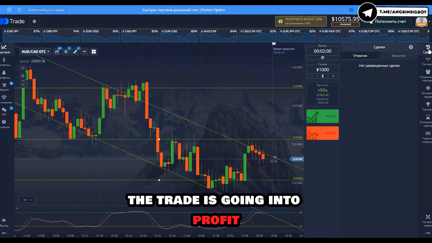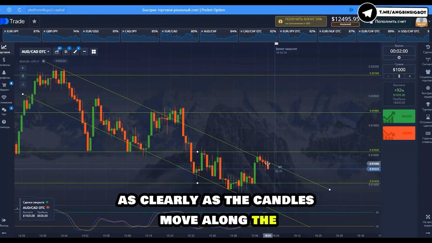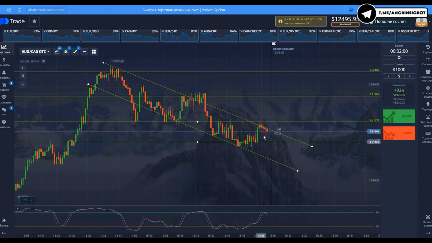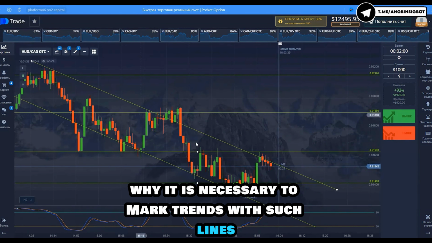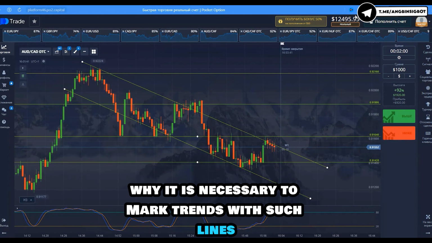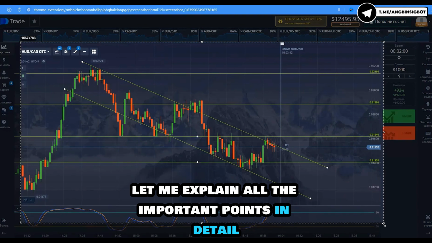The trade is going into profit, as clearly as the candles move along the line of highs of this trend. So here is the answer for those who do not understand why it is necessary to mark trends with such lines. And of course, let me explain all the important points in detail.